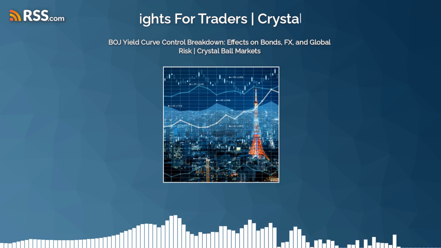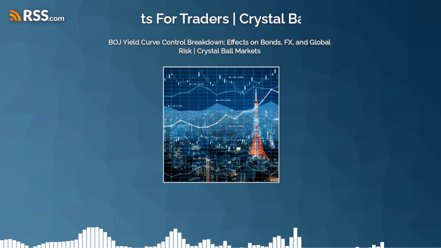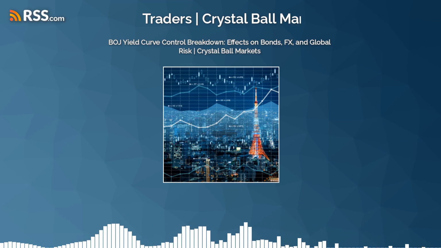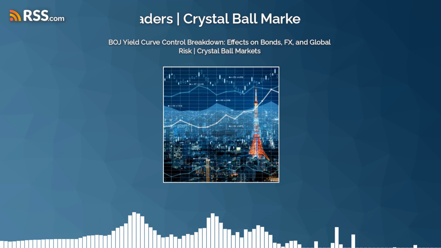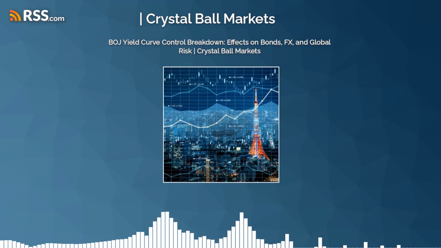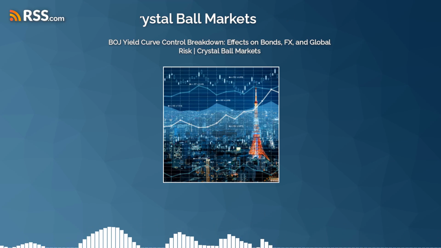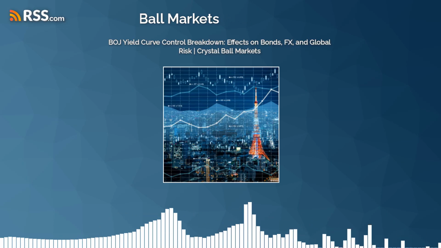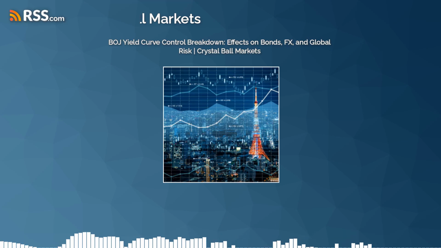The BOJ doesn't just guide the market toward that level, it enforces it. If yields start to rise above the target range, the BOJ steps in and buys government bonds to push yields back down. If yields fall too low, it can scale back purchases. So instead of influencing markets indirectly, the BOJ is actively controlling outcomes.